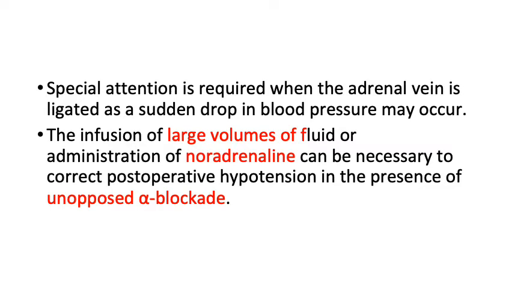During the surgery for the pheochromocytoma, there should be special attention when the adrenal vein is ligated, as a sudden drop in blood pressure may occur. To prevent that, there should be an infusion of large volumes of fluid or administration of noradrenaline. This will be necessary to correct postoperative hypotension in the presence of unopposed alpha blockade.